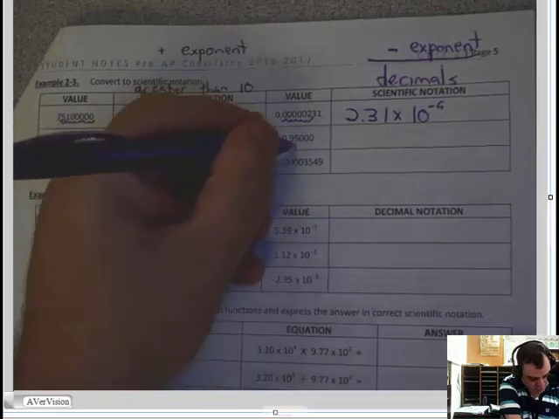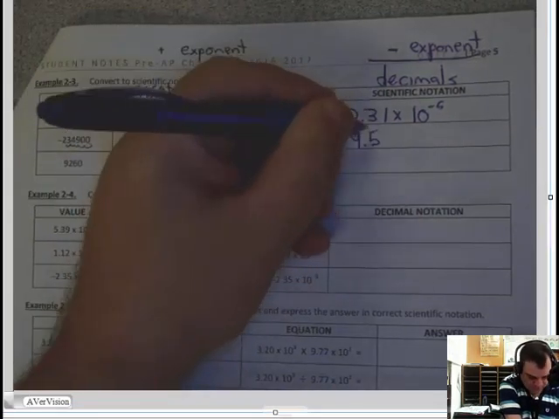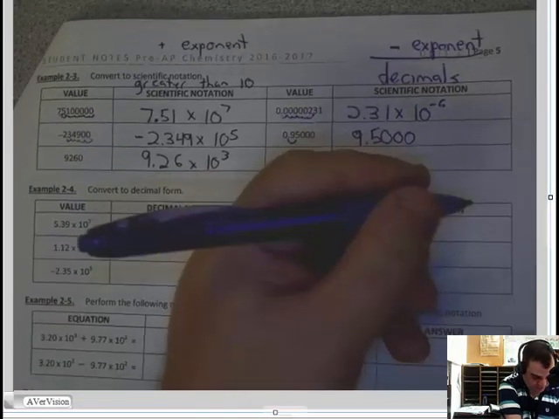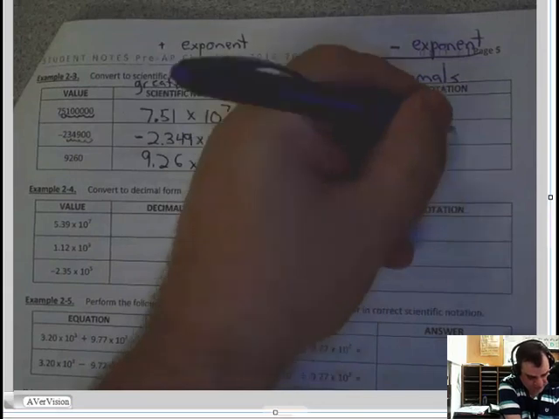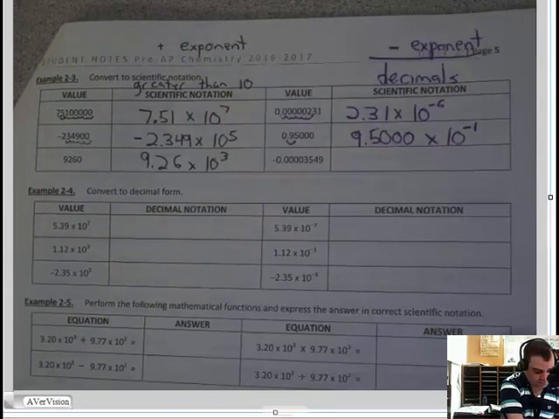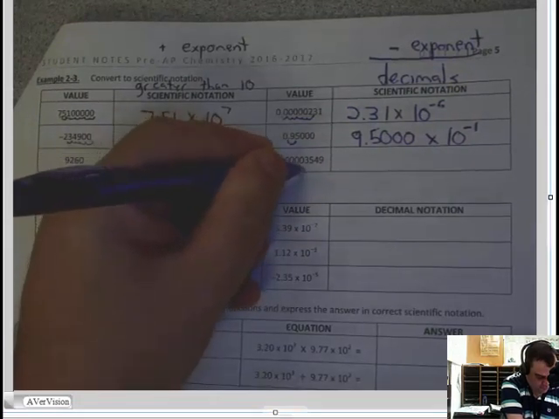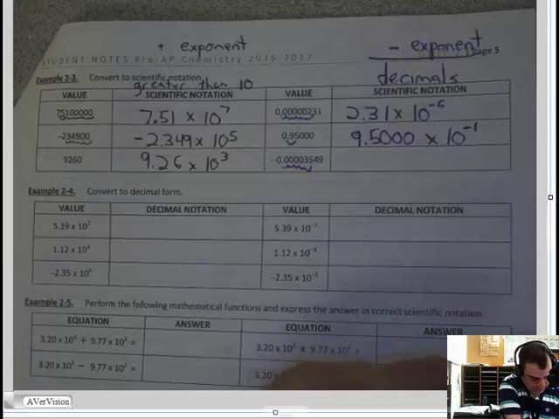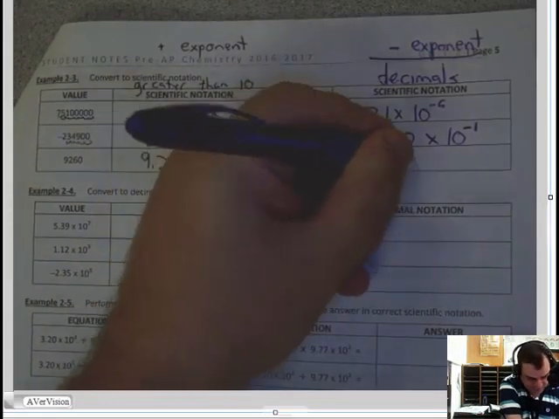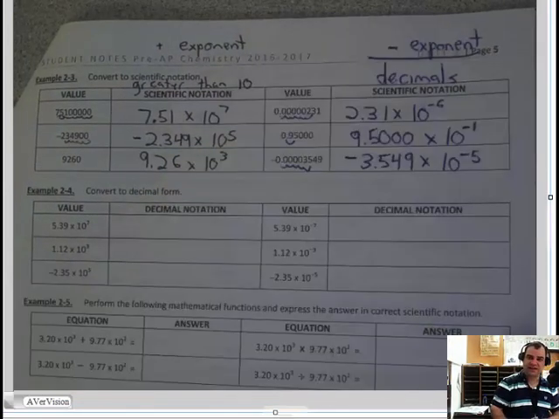Move this one over 1. 9.5000. Those zeros are significant, so I'm going to write those down. You'll learn that in the next lesson. Times 10 to the negative 1. 1, 2, 3, 4, 5. Negative 3.549 times 10 to the negative fifth. Okay.